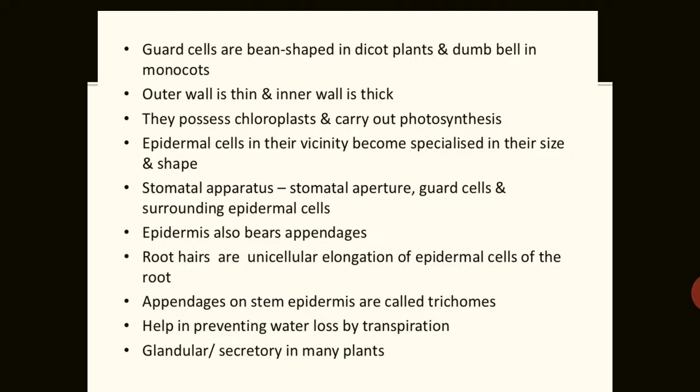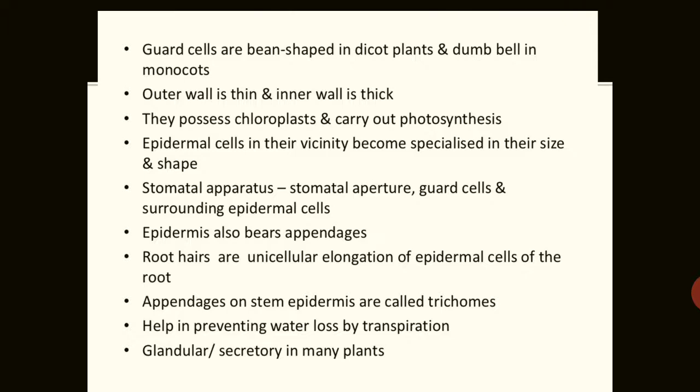The guard cells are bean shaped in the case of dicot plants. Guard cells are the cells that guard the stomata. In the dicot plant, they are bean or kidney shaped, and dumbbell shape is found in the monocot plant. The outer wall of these guard cells is thin and the inner wall is thick. They possess chloroplasts also and carry out photosynthesis.